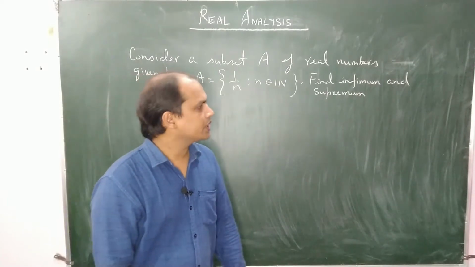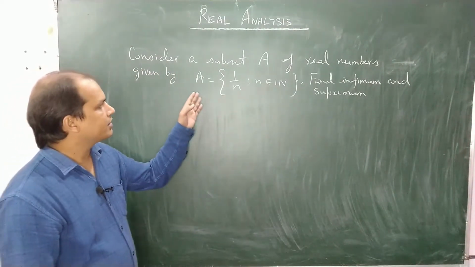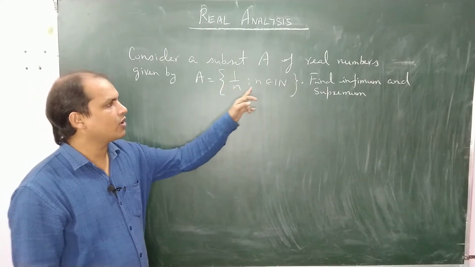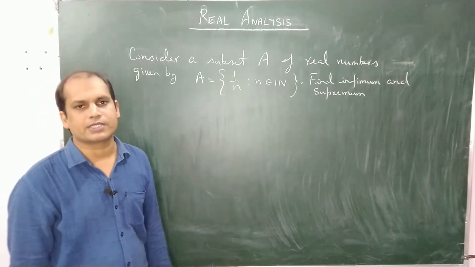So the question is: we will show that, suppose a set, say A, is equal to {1/n}, where n belongs to the natural numbers, is given. Now how to find the infimum and supremum of this set?